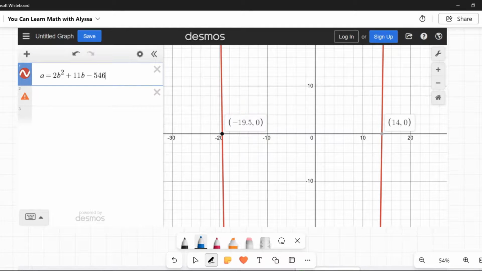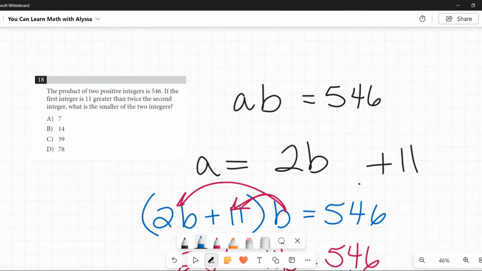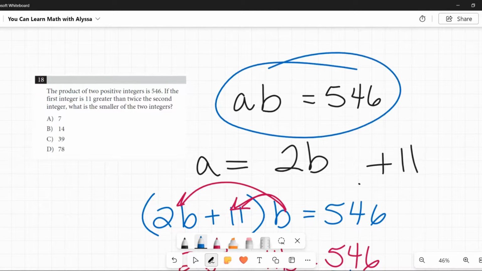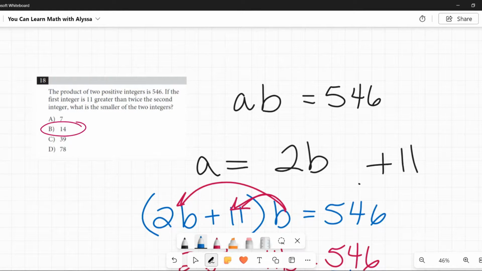So I know that's not my B. This, however, yes, that is a positive integer. There is my B. My B is 14. Now that I have my B of 14, I can go back to here and say A times B equals 546. All right, so just divide. 546 divided by 14 gives me 39. So my 2 numbers are 14 and 39. They want the smaller of those. That would be 14, which is B.